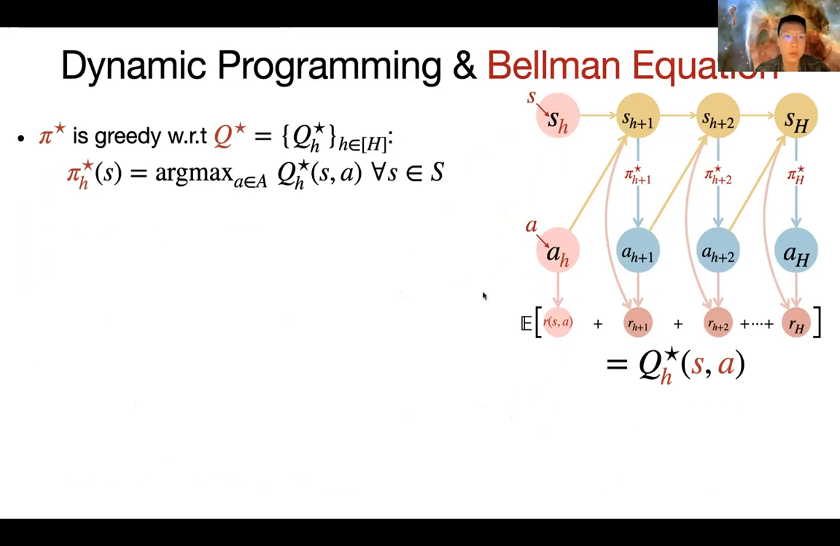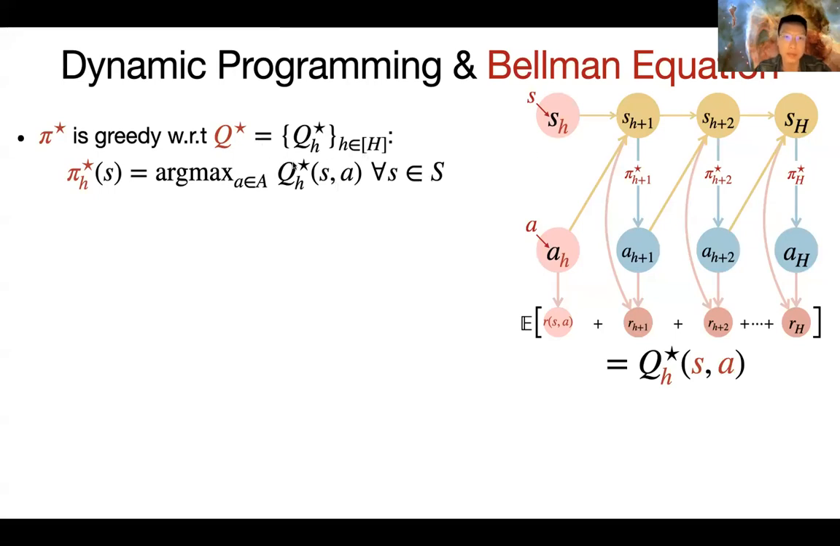So how do we get this optimal policy, which is quantified by the celebrated Bellman's equation? In particular, we know that the optimal policy is known to be the greedy policy with respect to the optimal value function. And this optimal value function Q star actually is a set of H different functions associated with each time step.